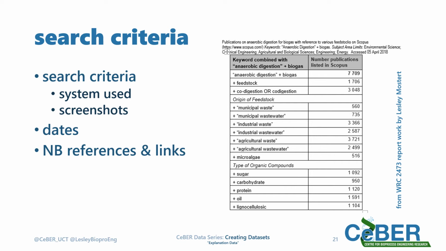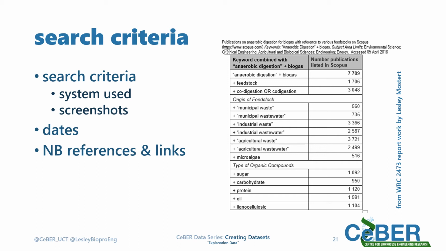It's imperative to say which system you used, but also to take screenshots, because systems change from day to day, and so you need to be able to demonstrate that that is what you got on that day. You need to give dates, you need to give references and links. The screenshots don't usually have to go into your published data set, but you must have them in case anybody questions the way you got your data.